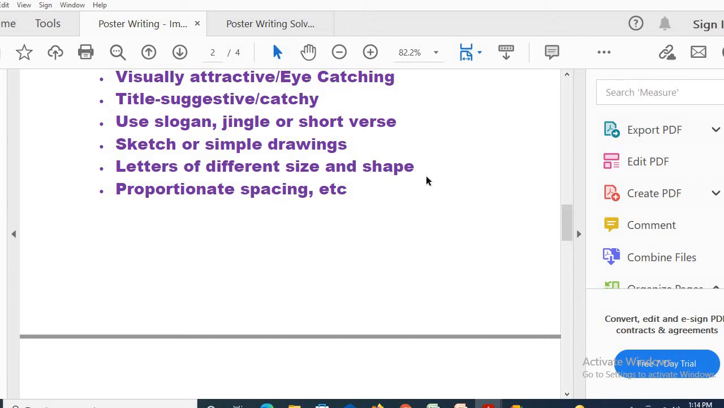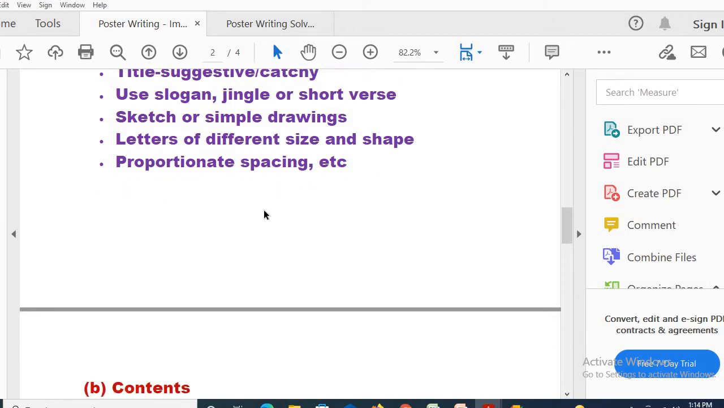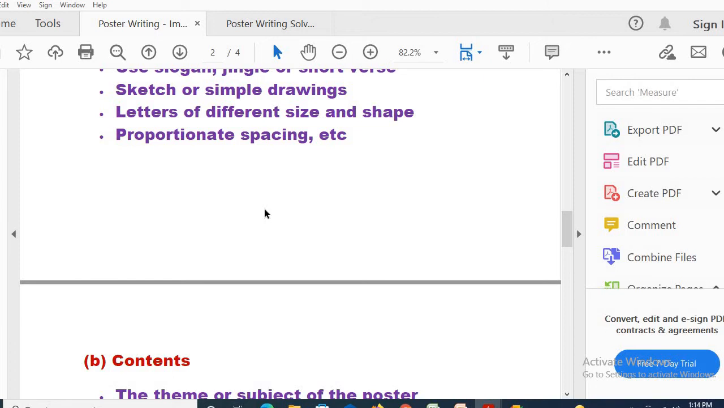Letters of different size and shape, the designing of the words, you can make it caps, or you can change the form of the words, you can make it italics, it is up to you. Proportionate spacing is a must. Don't club everything together. Appropriate spacing must be given so that ultimately the presentation looks good. It should be to the point, and most importantly, catchy phrases, attractive titles and slogans are a must. These things sum up a good poster.